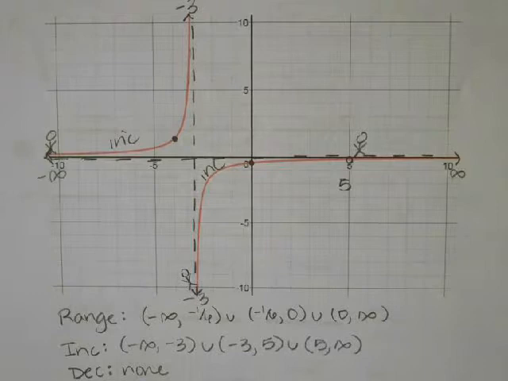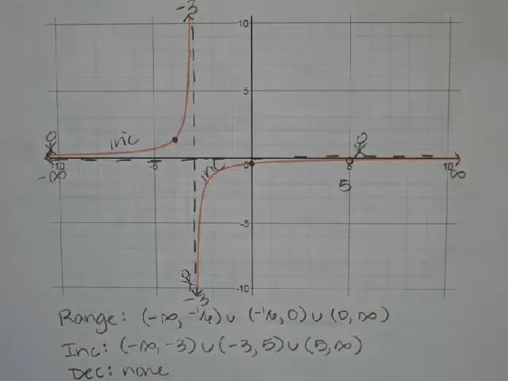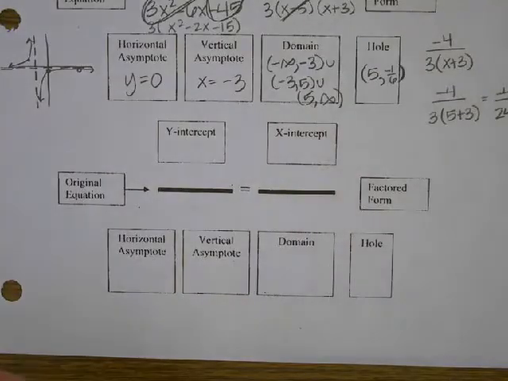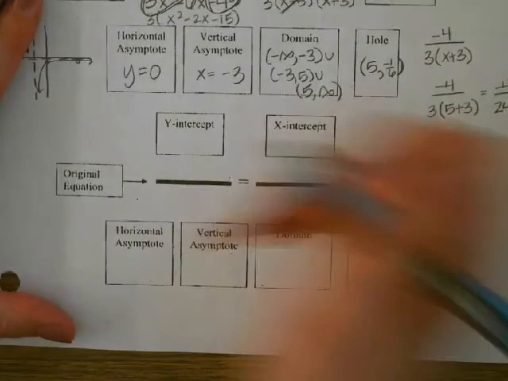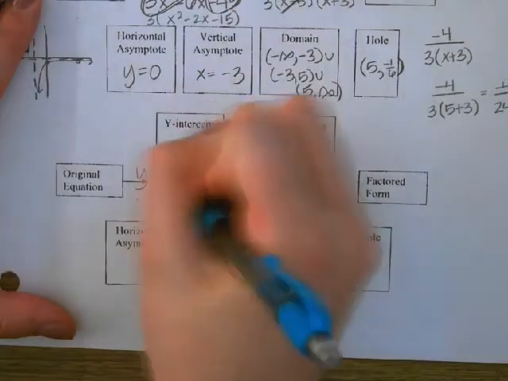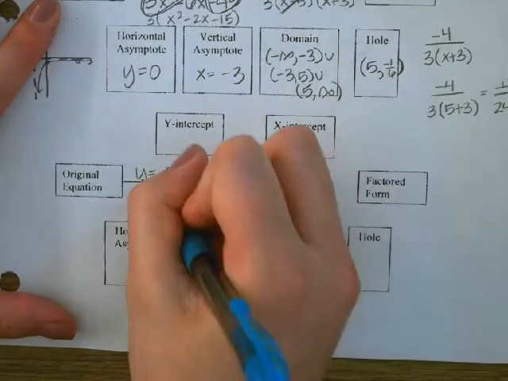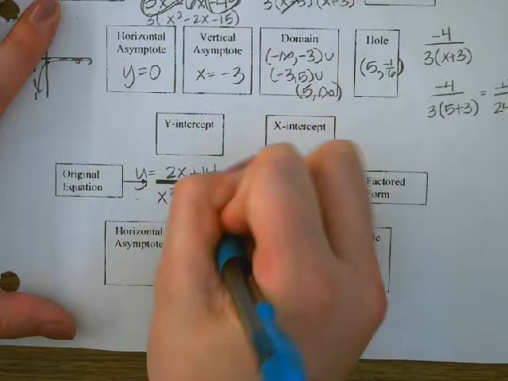All right, we're gonna do one more because the last one that I have looks a lot different than this. So one more example. We got y equals (2x plus 14) over (x squared plus 2x minus 3).